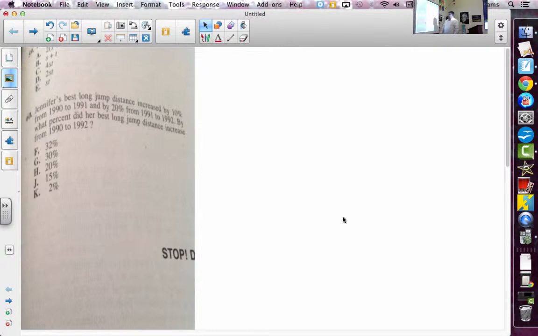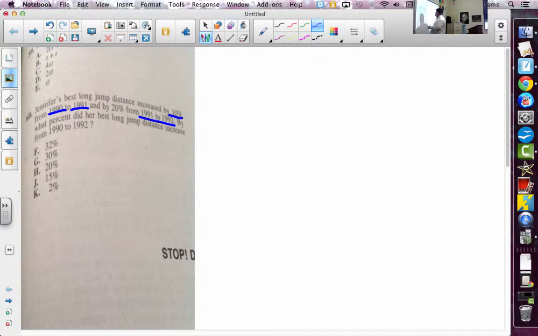Okay, it's kind of hard to read, but it says Jennifer's best long jump distance increased by 10% from 1990 to 1991, so that's 1 year, and by 20% from 1991 to 92. By what percent did her best long jump distance increase from 90 to 92? Okay.